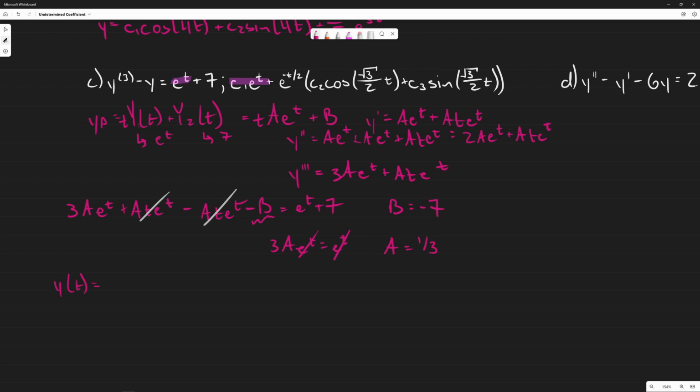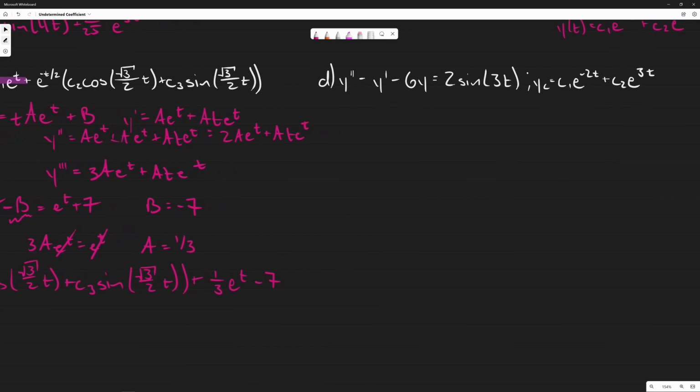general solution becomes c1 e to the t plus e to the negative t over 2 times c2 cosine of root 3 over 2 t plus c3 sine of square root of 3 over 2 t plus 1/3 e to the t minus 7. So it's a little bit more work, a little bit trickier, but it is still doable.